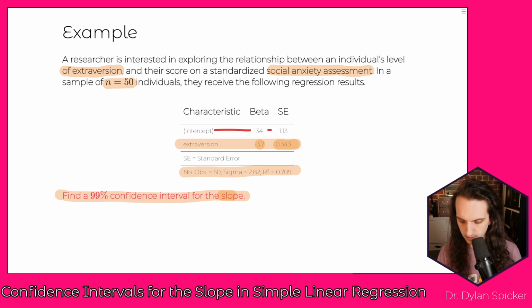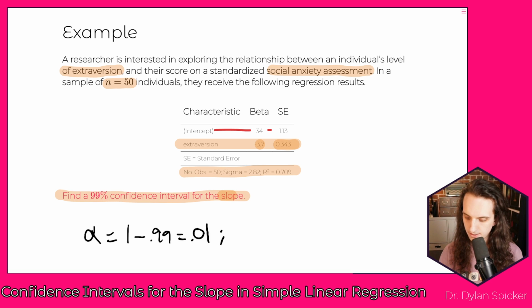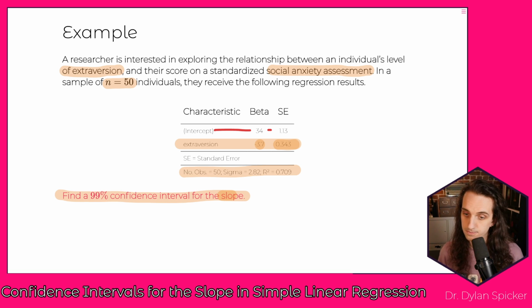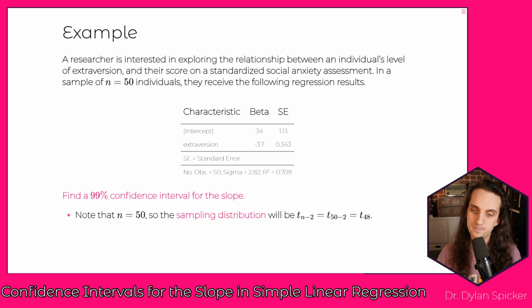And so in this case, we're going to find that alpha is going to be 1 minus 0.99. So that's going to give us 0.01, right? And then our confidence interval is beta hat 1 plus or minus the critical value. That's t_{n-2, alpha/2} times our standard error of beta hat 1, okay? And so plugging in all of our values there is going to lead us to the estimated confidence interval. And so we can work through that in this case here, right?